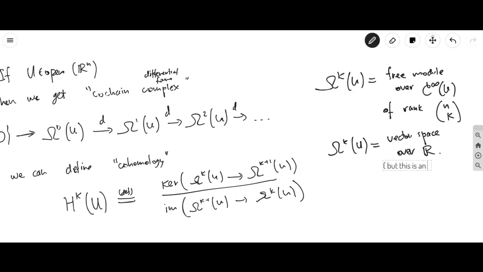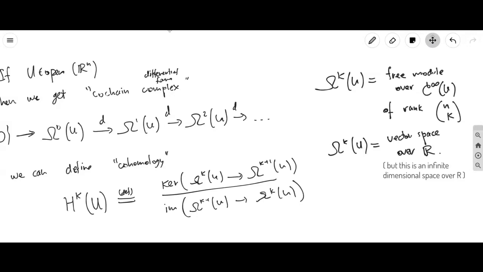However, as a vector space, this is an infinite dimensional space over the real numbers, right? There's an infinite number of smooth functions that you can consider. For instance, a very special type of smooth function is a polynomial function, and you have polynomial functions of arbitrary degree. Because of that, as a vector space over the real line, this will actually be an infinite dimensional vector space.